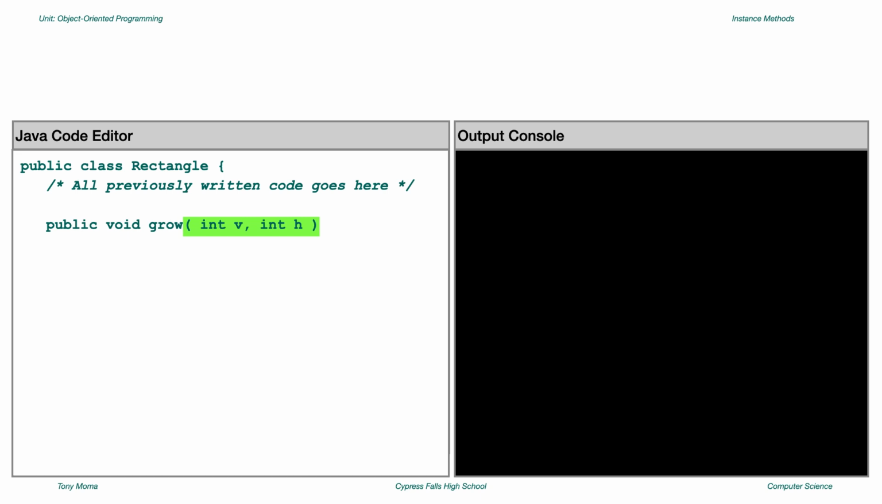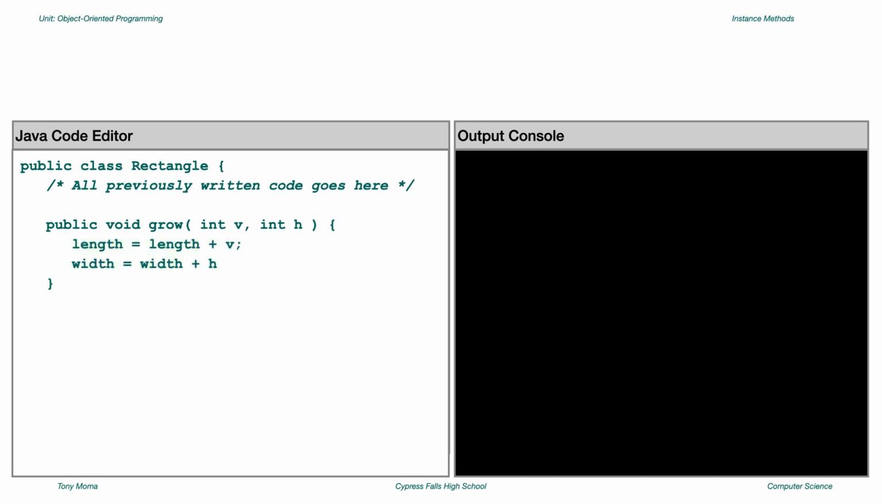Now, of course, you don't have to use these precise names, just whatever names you choose for your parameters, make sure that there's a logic behind it. Make sure that the names are representative of the purpose of that parameter in some way. Then, inside the body of the method, we're going to use those parameters to increase the length and width. We're going to increase the length by amount v, and we're going to increase the width by amount h.